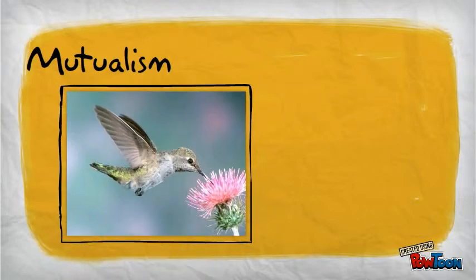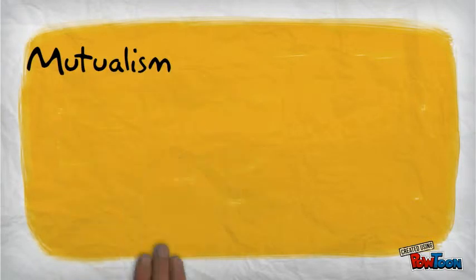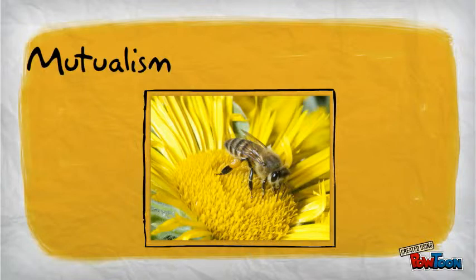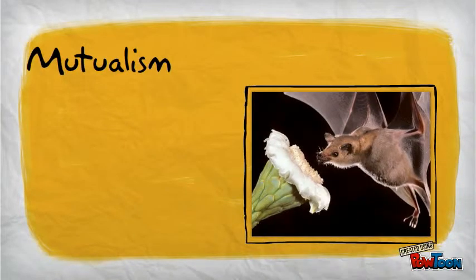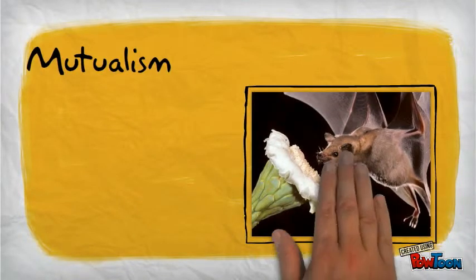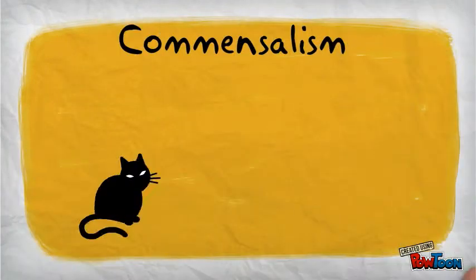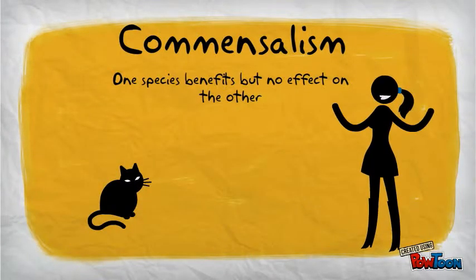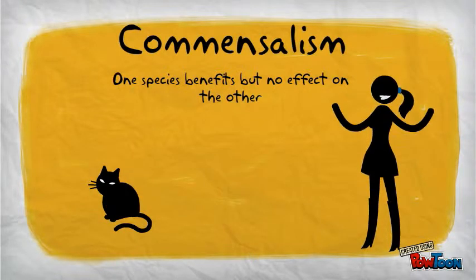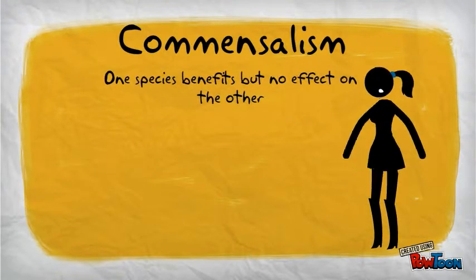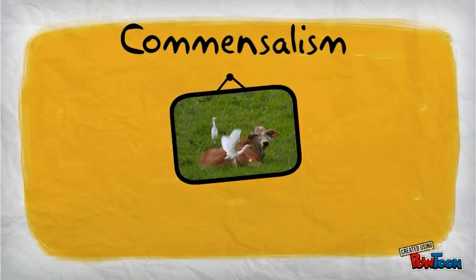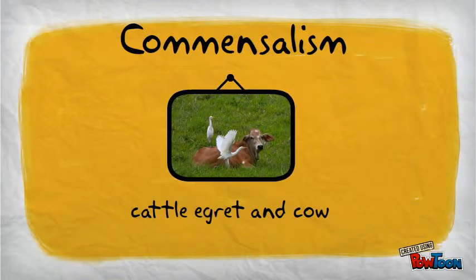The pollinators, like hummingbirds, bees, and bats, have a mutualistic relationship that is not symbiotic. Commensalism occurs when one species benefits and the other is not affected at all. The cattle egret hangs around the cattle to eat the bugs that are stirred up by the cattle. The cattle is just moving along grazing in the pasture and is totally unaffected.